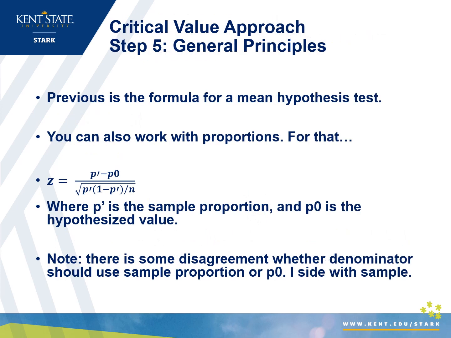General observations about this. The previous formula was for a mean hypothesis test. Conceptually, there's no difference between this and the test for a proportion. You just have to adjust to the standard error for proportions. Now, I will note there is some disagreement in the calculation of this. Since the standard error for proportions depends on the proportion itself, it's not immediately obvious whether we should use the sample proportion or the hypothesized proportion. Personally, I side with sample, simply under the view that the standard deviation that we use for means is based on the sample. So it seems reasonable that the sample proportion would be used in this case.